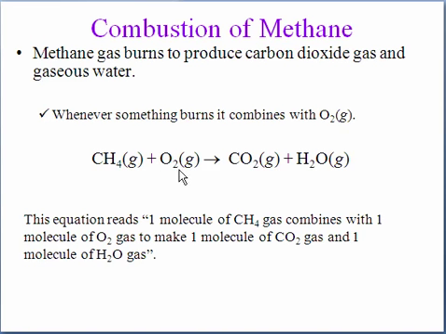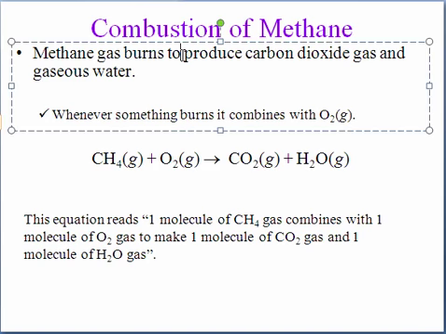Here we have their states, and then this arrow indicates produces or forms. This arrow indicates that some change is going to occur. And on the other side of the arrow, we have our products. These are the reactants, the chemicals that react, and here are the products, the chemicals that are produced. So here it tells us in this reaction, carbon dioxide gas and gaseous water are produced.